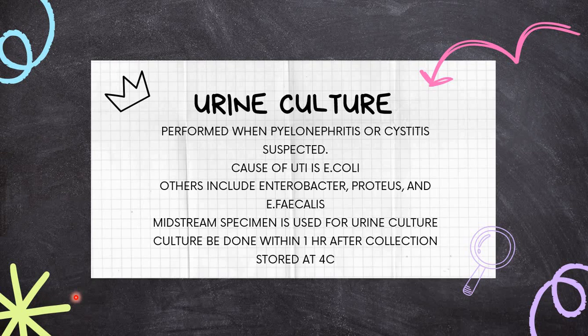To avoid these organisms, a midstream specimen voided after washing the external orifice is used for urine cultures. In special situations, suprapubic aspiration or catheterization may be required to obtain a specimen. Because urine is a good culture medium, it is essential that the culture be done within 1 hour after collection or that the specimen be stored in a refrigerator at 4 degrees centigrade for no more than 18 hours.